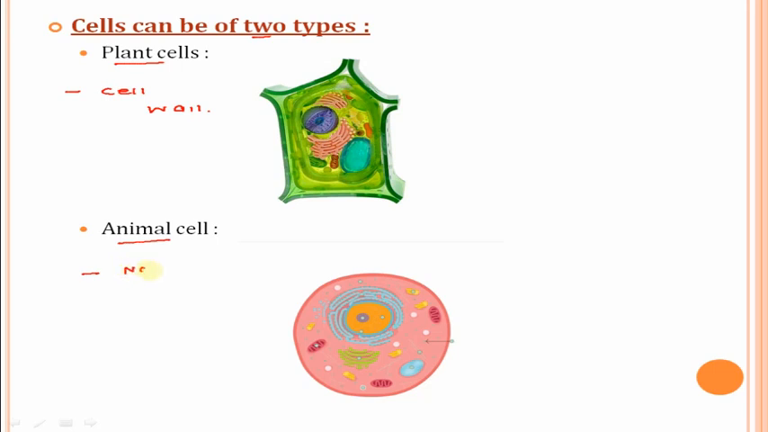That means no cell wall is present in any animal cell. Clear? So depending on the presence and absence of cell wall, the plant and animal cells function in a slightly different way. How? The cell wall makes sure that the plant cell stays rigid. It doesn't change its shape. While in an animal cell, if something happens to it, it may change its shape. Okay?